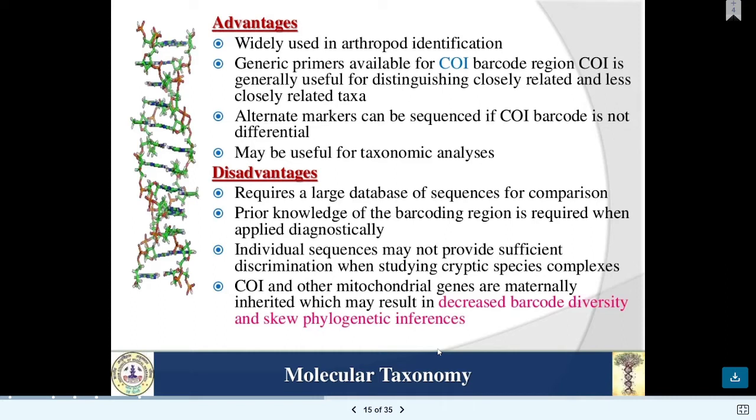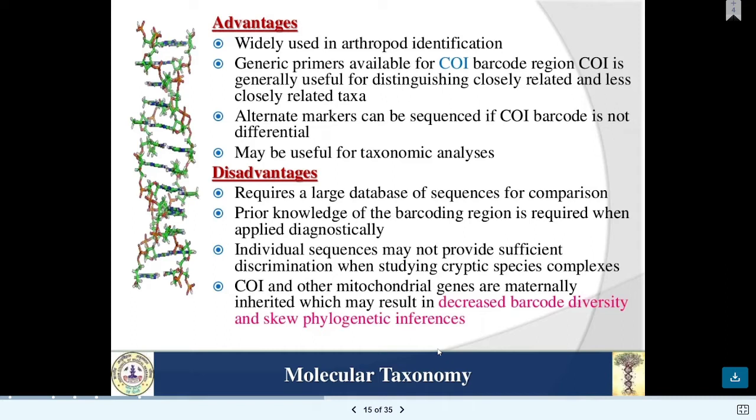There are ample disadvantages as well. If we list them, the first is that it requires a large database of sequences for comparison. Prior knowledge of the barcoding region is required when applied diagnostically. Without any knowledge of cytochrome oxidase 1, we cannot make primers for the COI gene. So how could we do PCR? We should know at least the initial and final segments of the cytochrome oxidase 1 gene, so we can make primers and do PCR systematically.